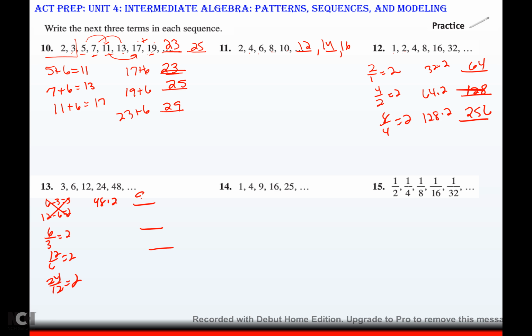48 times 2 is 96. 96 times 2 is 192. 192 times 2 is 384.